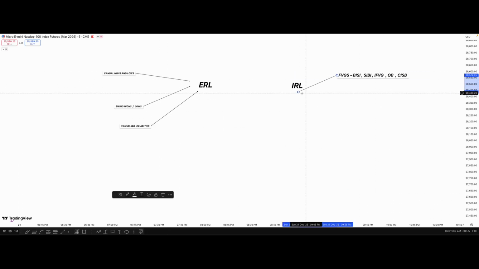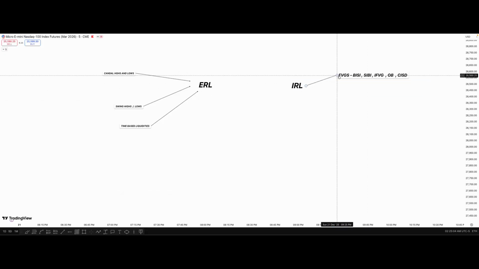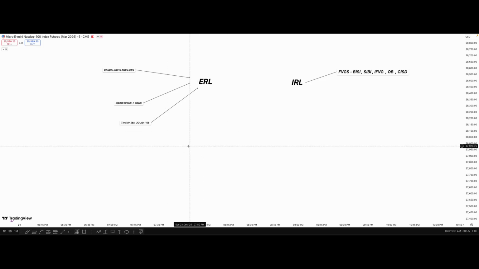This is a simple way to understand what actually comprises the internal liquidities and what actually comprises the external range liquidities. All right. So this is a very simple logic and the core logic in which we will be trading the markets. All right. So now let's understand a different.